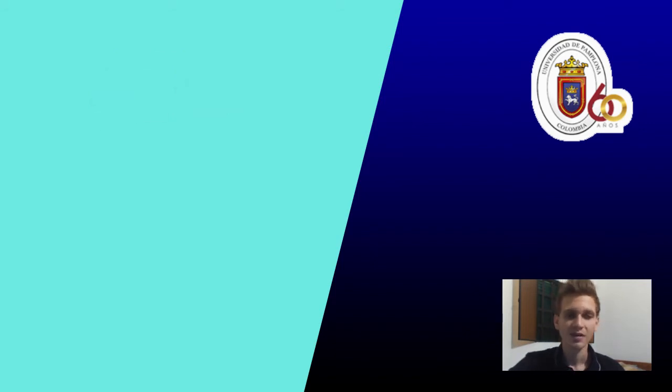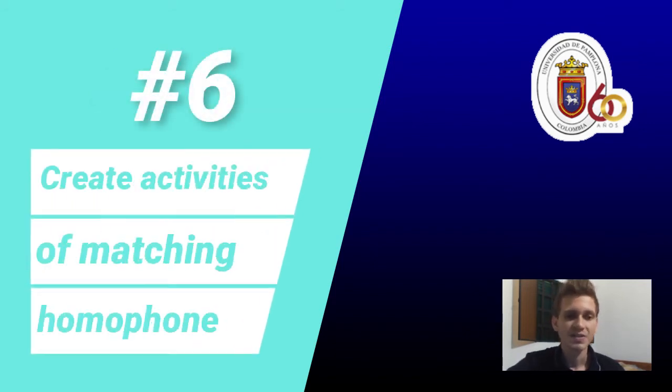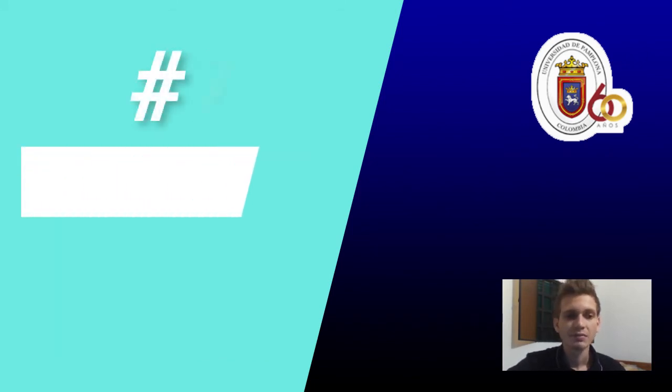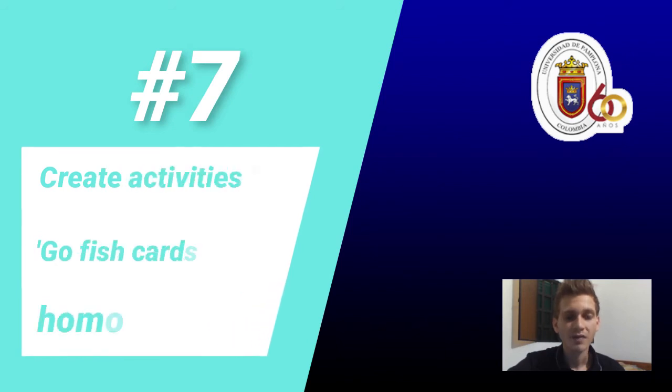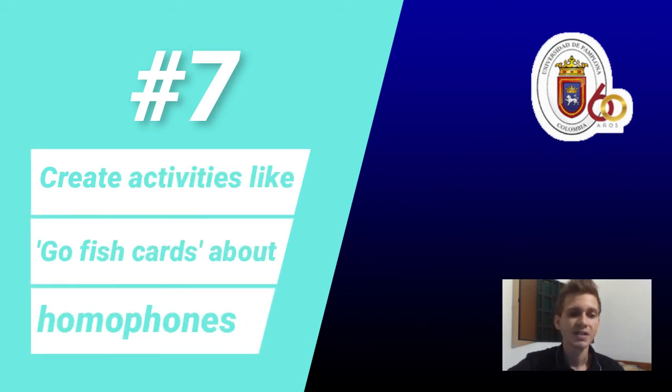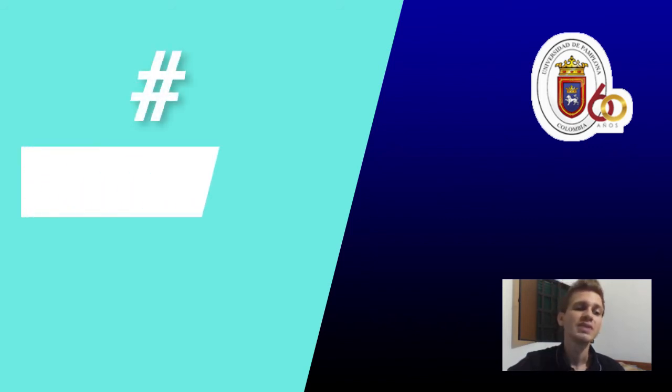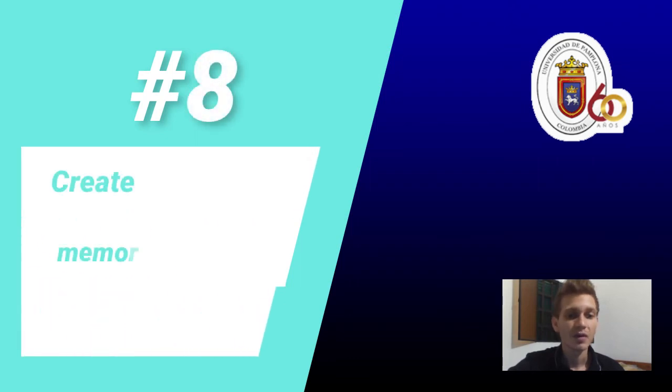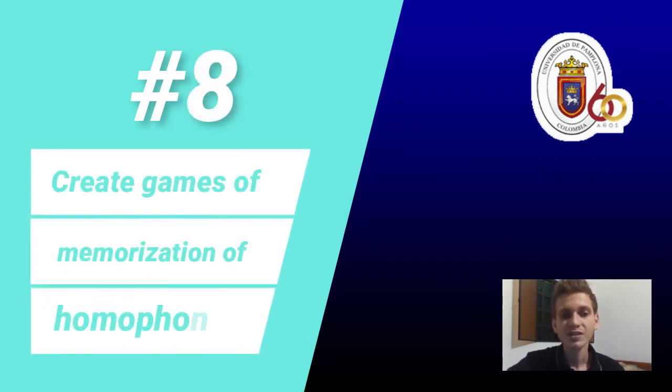The next one is to create activities of matching with correct definitions. Next, by writing pairs of homophones on index cards, you can create your own set of Go Fish cards. Next, you can use these same cards to play the game of homophone memory. The students lay all the cards out face down on a flat surface and take turns trying to match pairs of homophones to each other.